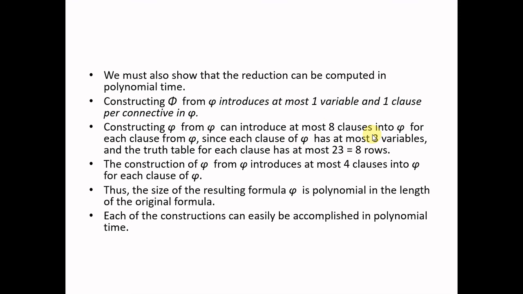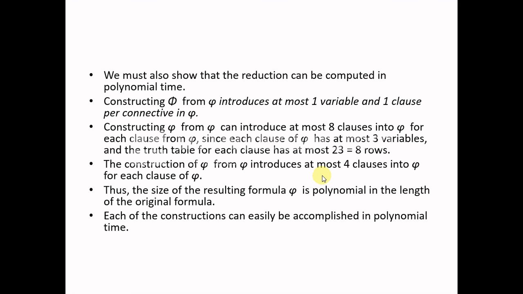The construction of phi triple dash from phi double dash introduces at most 4 clauses. Okay, at most 4 clauses, because if there is a single literal, then you will have 4 clauses. If it has 2 literals, you will have 2 clauses, etc. Okay, so at most 4 clauses will be there. Thus, the size of the resulting formula is polynomial in the length of the original formula. Then each of the constructions can easily be accomplished in polynomial time.